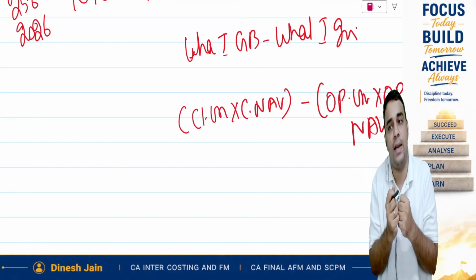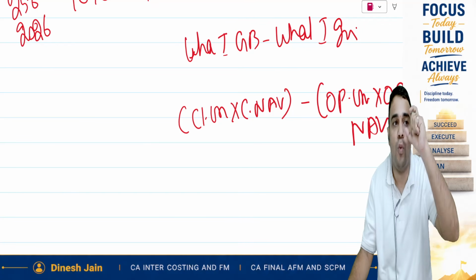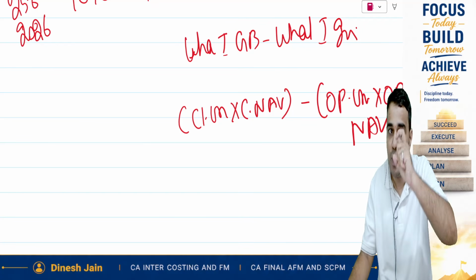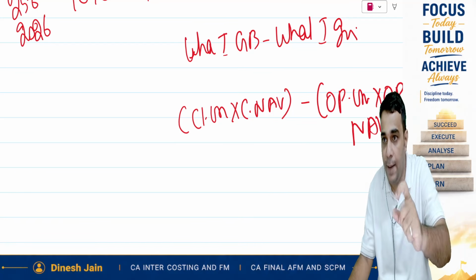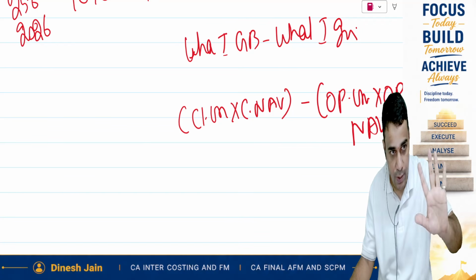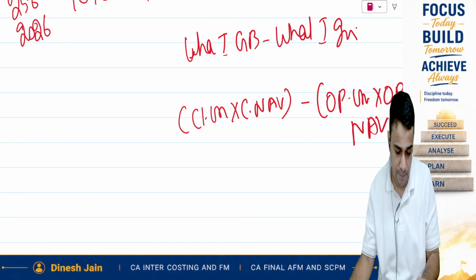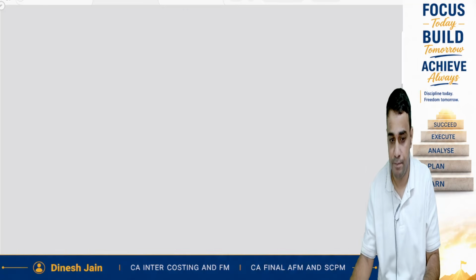So how do I do the calculation? I do the formula: what I get back minus what I give, divided by what I give, into 12 by M into 100. Understood this? I'll come to numbers in some time. One practical example.